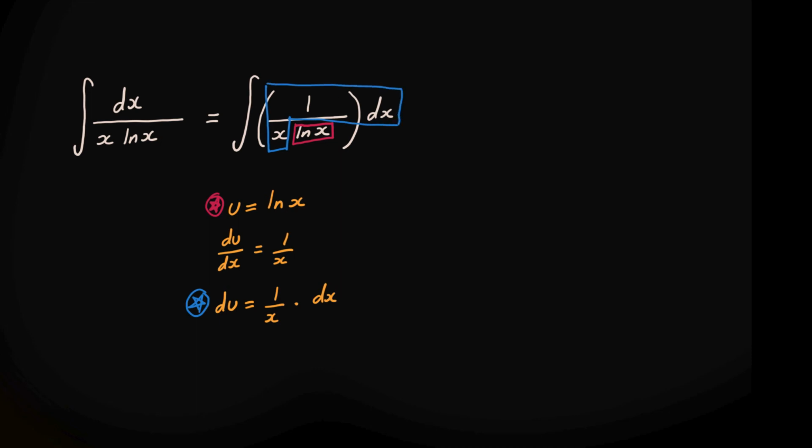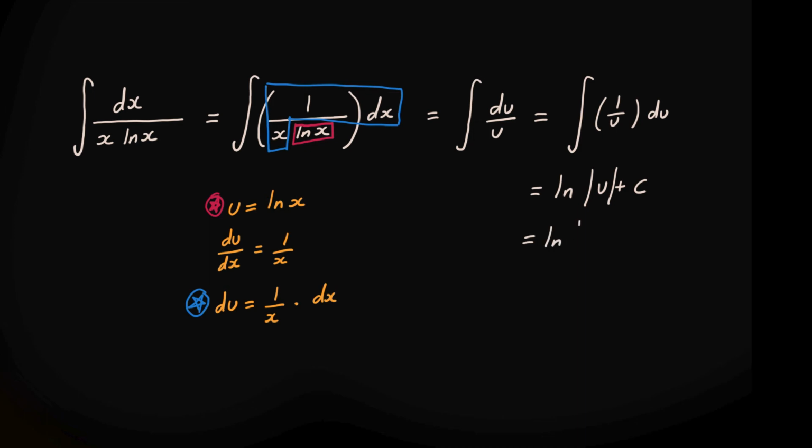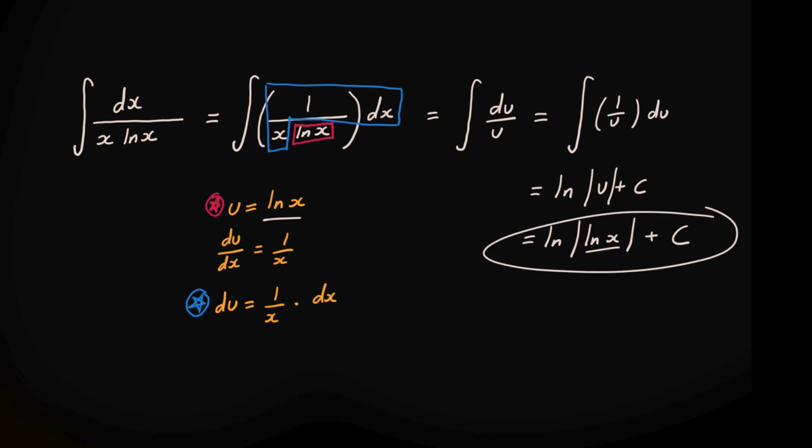Furthermore, notice the shape in blue is over the shape in red, which means this entire unsightly integral reduces to a nice, clean, crisp du over u, which can be rewritten as 1 over u. And of course, that integral is a nice natural log of the absolute value of u. And finally, toss back in your u as a function of x. U is the natural log of x.